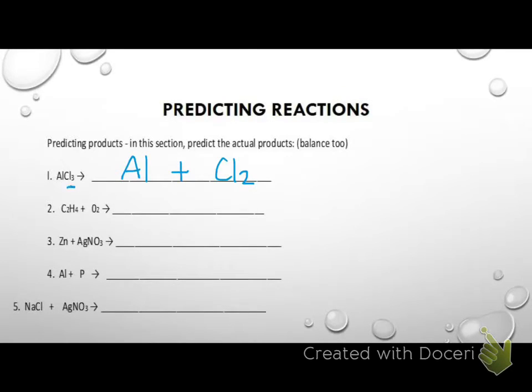I have a 3 for chlorine and a 2 right here. The only way I can get that balanced is to do a combination to make it 6. I'm going to put a 3 there, and I'm going to put a 2 here, and then that will require a 2 there. Okay. Next one is our combustion.